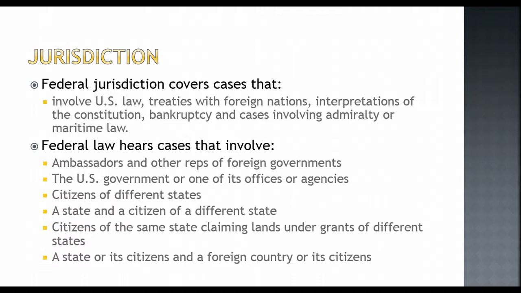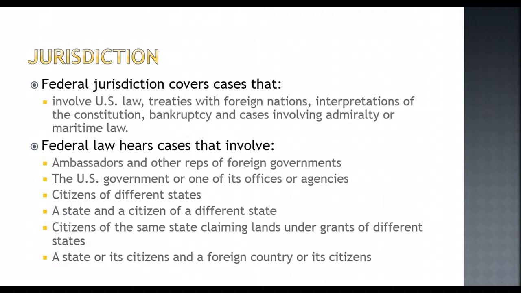Interpretations of the Constitution, that's going to be a federal issue. Bankruptcy and cases involving admiralty or maritime law. All of those things are federal concepts. So any sort of bankruptcy law or anything like that is going to come from the federal level. Federal law hears cases that involve ambassadors and other representatives of foreign government. So if you're going to sue an ambassador or you're going to sue somebody from another government, that's going to be heard in the federal court.